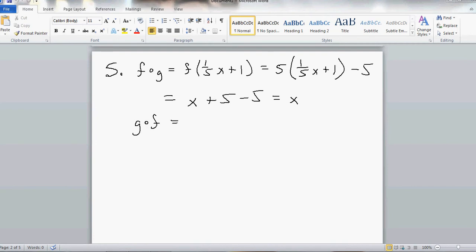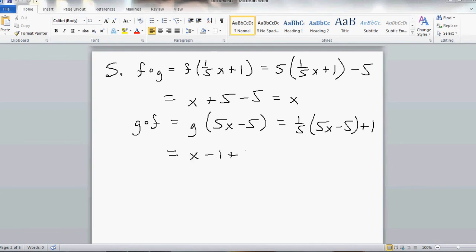And g composed with f would be g of, once again, f is 5x minus 5. And so into g we're going to put in 1/5, and instead of x we're going to put in 5x minus 5, plus 1. And distributing the 1/5 we get x minus 1, then the plus 1, and x minus 1 plus 1 is x. And so the answer is yes, these are inverses of each other because their compositions in both directions equal x.